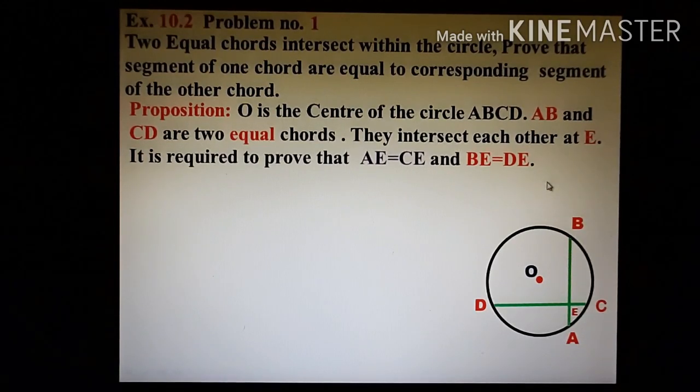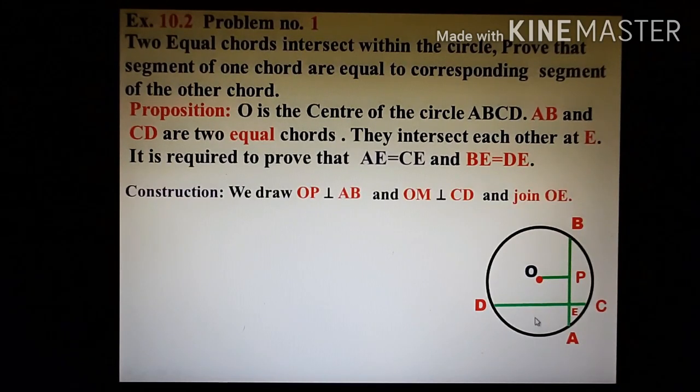So my dear, it is time to draw the perpendicular. From where? From the center to AB. We draw OP perpendicular on AB. And again we draw what? OM perpendicular to CD. Okay? OM will be the perpendicular on CD. Okay, and now we join OE. This is the construction part, my dear.